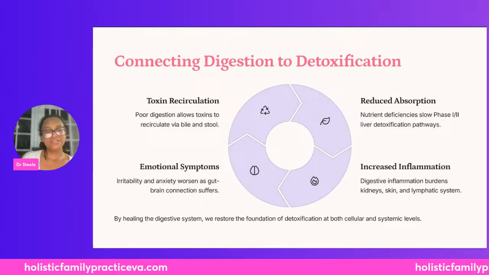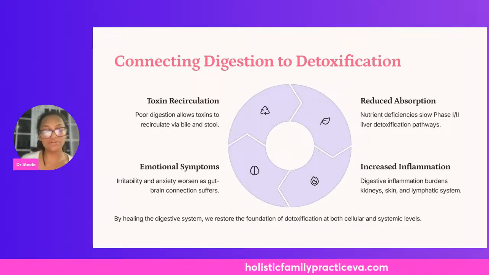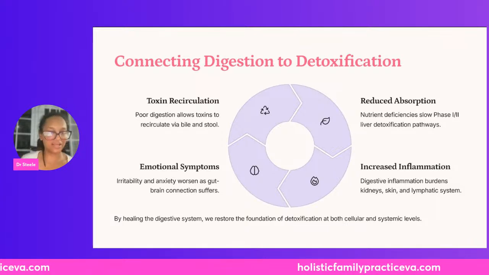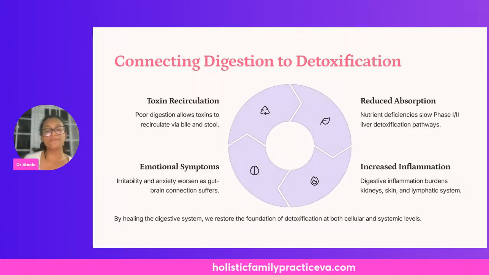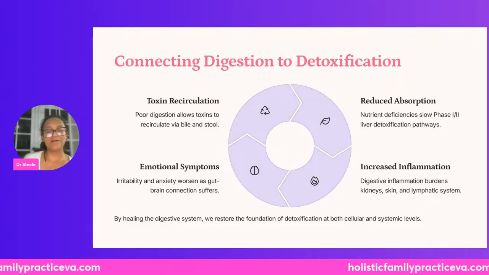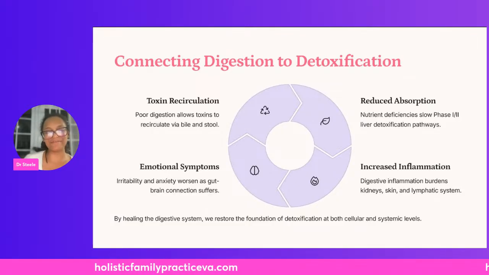And if you have any sort of mental, emotional, psychosocial, spiritual aspect of it, we want to stabilize the body. Otherwise, irritability and anxiety are going to worsen. That gut-brain connection is also going to suffer. So remember, the digestive system houses the majority of the immune system, hormonal system, and neurological system. And so we want to detox at both the cellular and systemic levels.